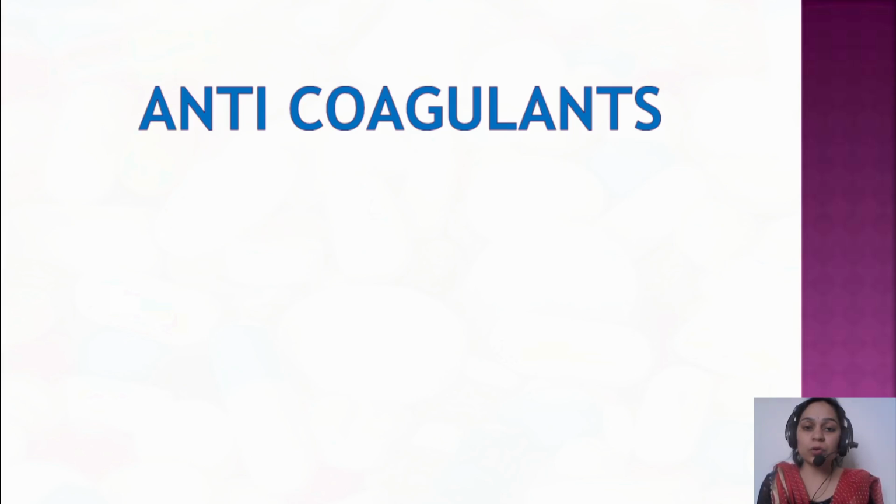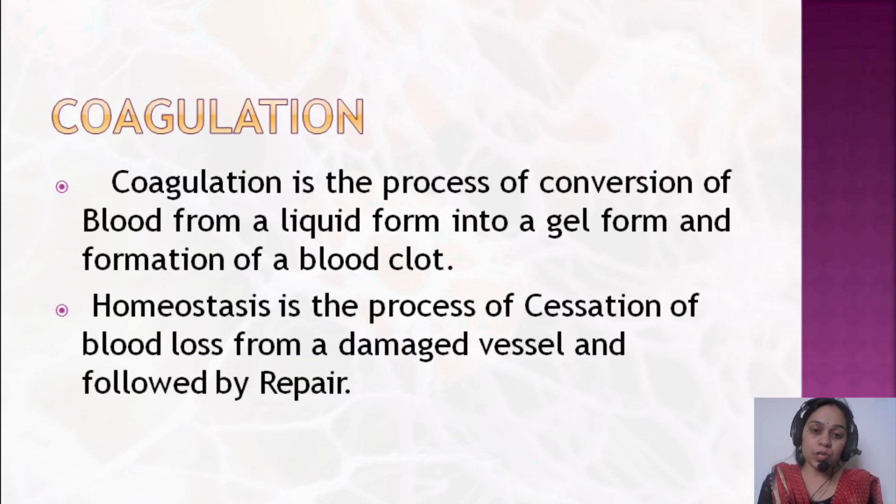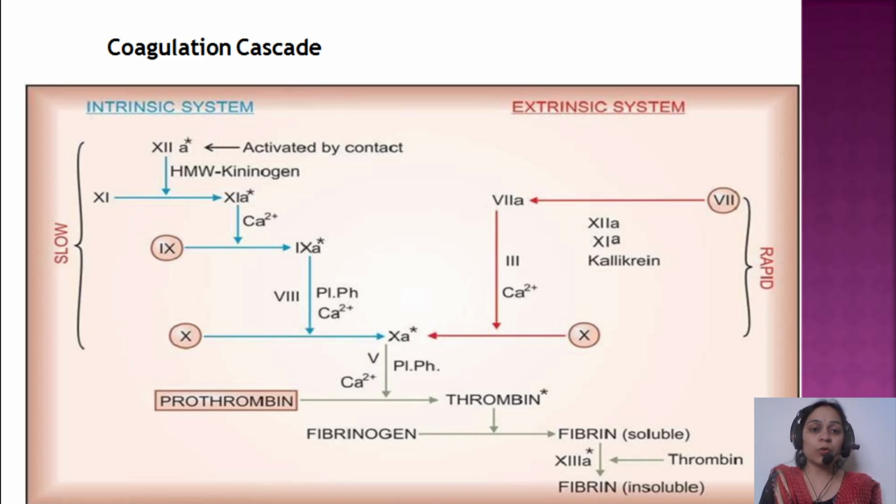Today we start coagulants and anticoagulants. So what is coagulation? Coagulation is the process of conversion of blood from a liquid form into a gel form and formation of blood clot. And hemostasis is the process to prevent the blood loss. So, hemostasis and blood coagulation involve complex interaction between the injured vessel wall, platelets, and coagulation factors. This is a normal coagulation process.